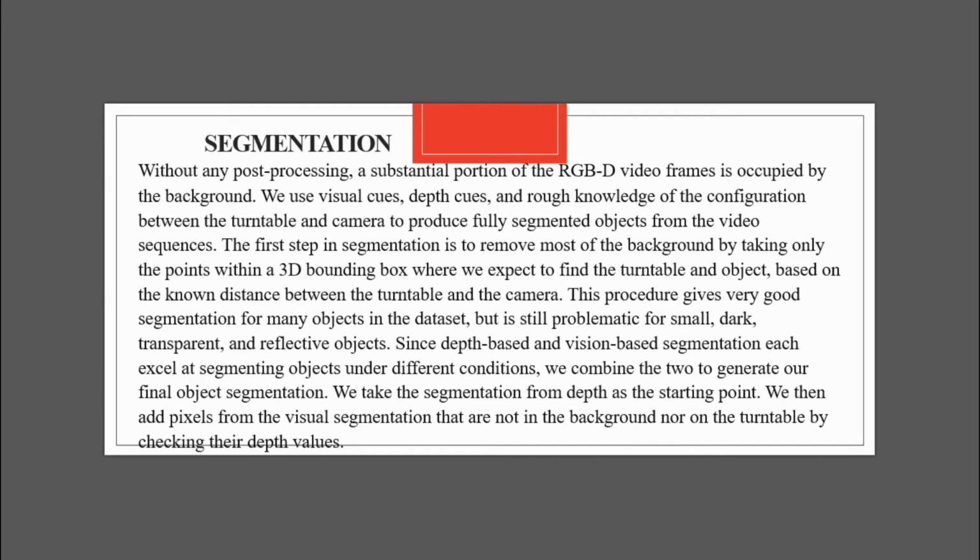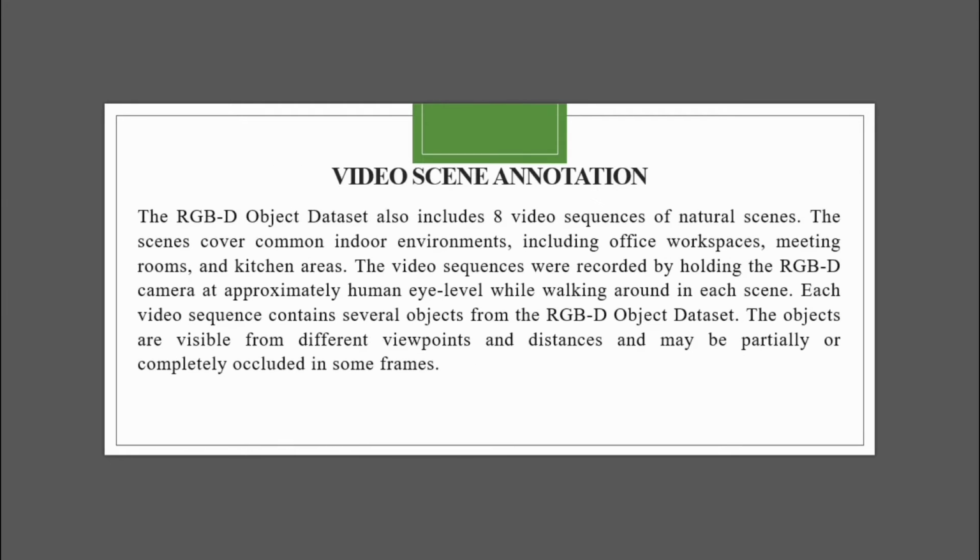Since depth-based and vision-based segmentation each excel at segmenting objects under different conditions, we combine the two to generate our final object segmentation. We take the segmentation from depth as the starting point. We then add pixels from the visual segmentation that are not in the background nor on the turntable by checking their depth values.